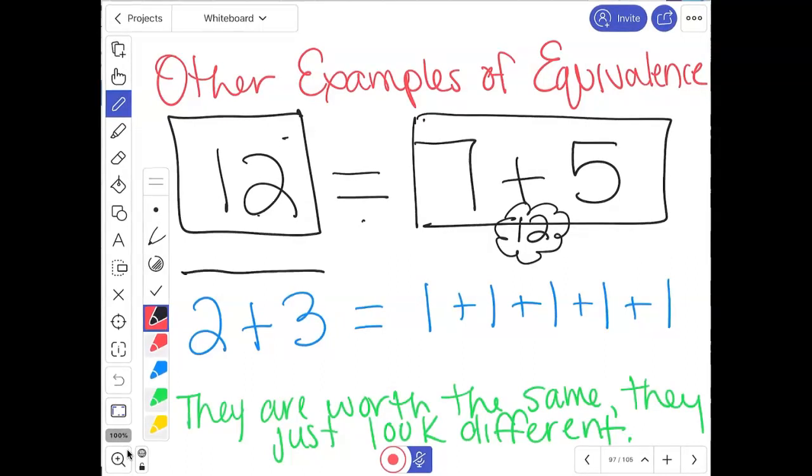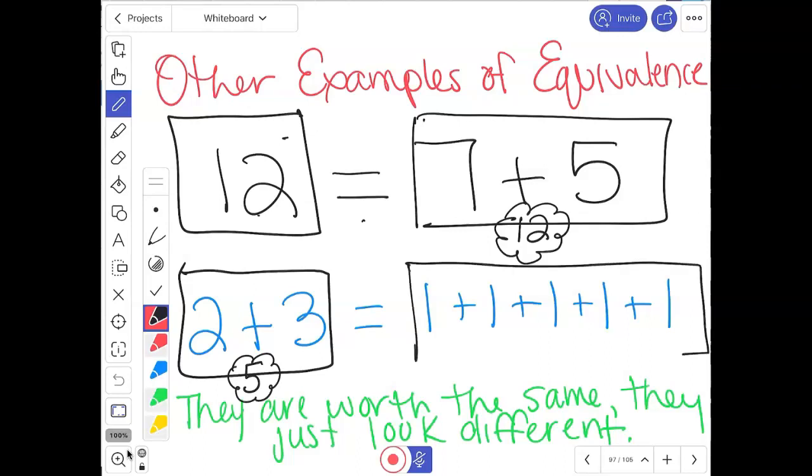2 plus 3, you know what that equals. It equals 5. However, you also know that 1 plus 1 plus 1 plus 1 plus 1 also equals 5. So both sides of this equation, the side that has the expression 2 plus 3 and the side that has the expression 1 plus 1 plus 1 plus 1 plus 1, they're equivalent. They mean the exact same thing. They are worth the exact same value. They just look different.